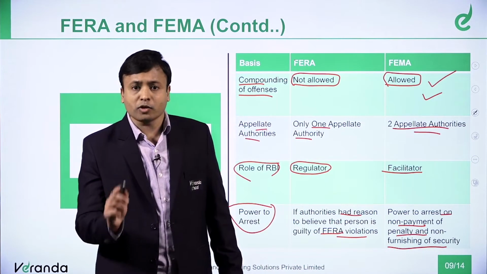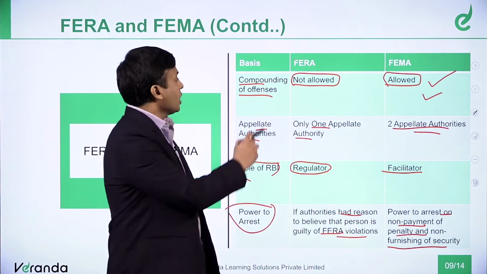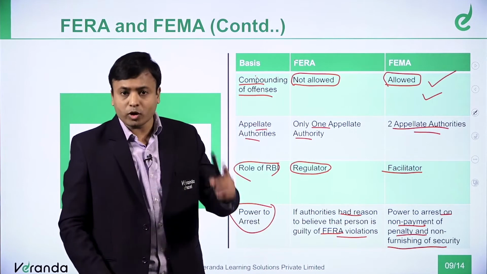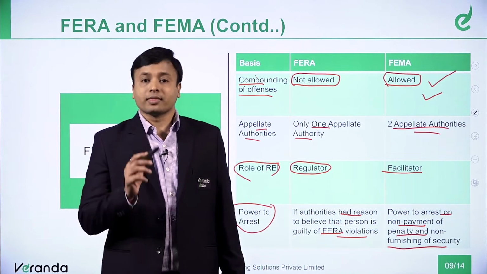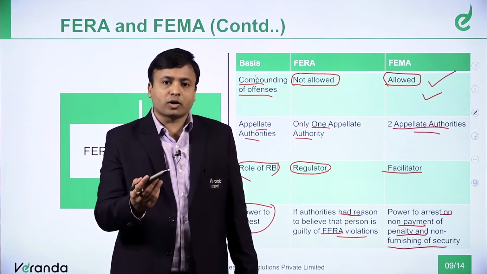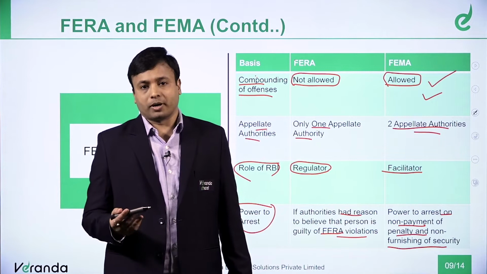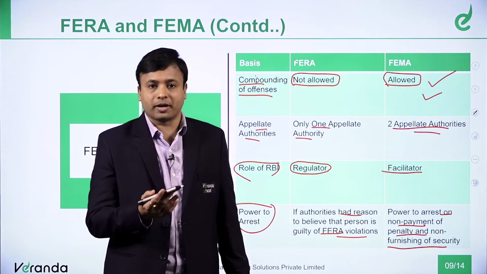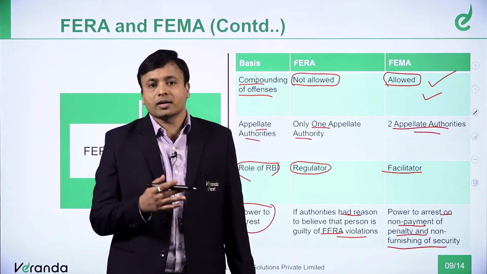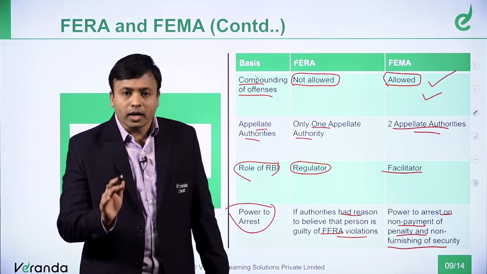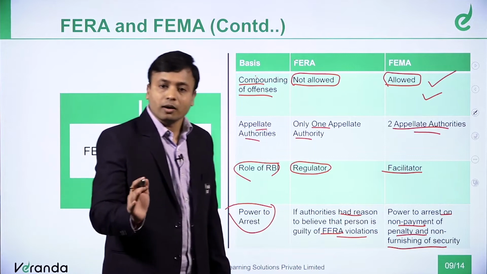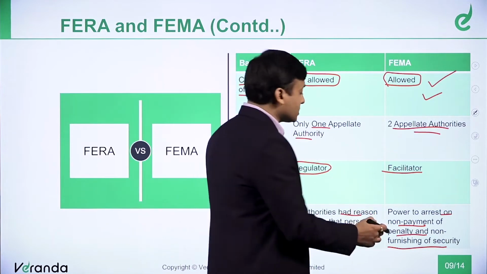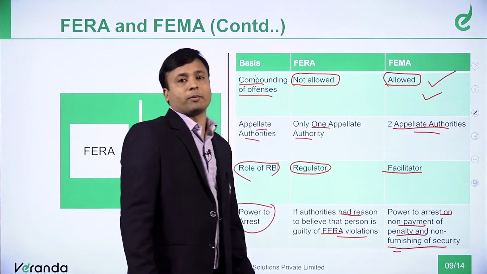However, in case of Fema, I give you an option of compounding of offence. When I am giving you an option of compounding of offence, then if you opt for that option, the arrest does not happen. However, if you do not pay the penalty, or do not meet the conditions of the compounding, only in such a scenario is the power to arrest enabled in the case of Fema.